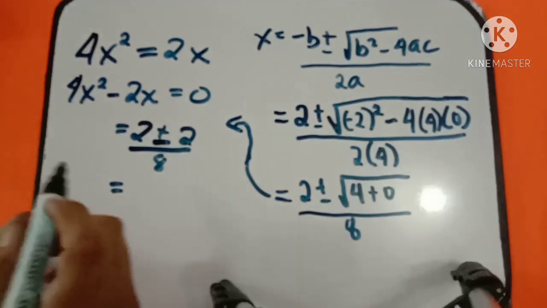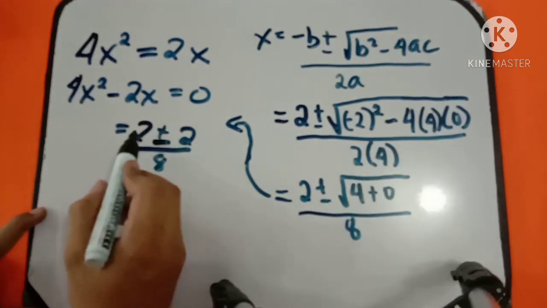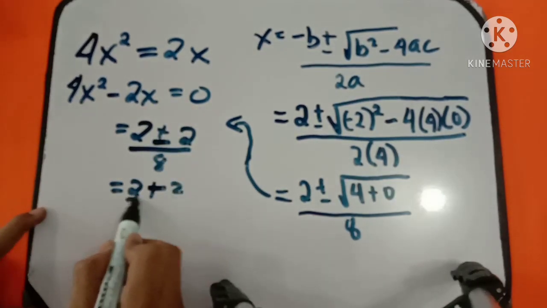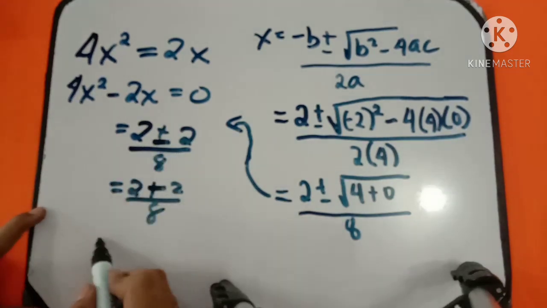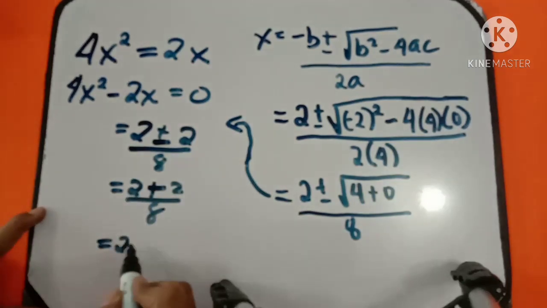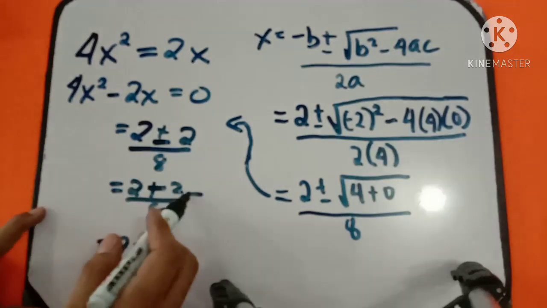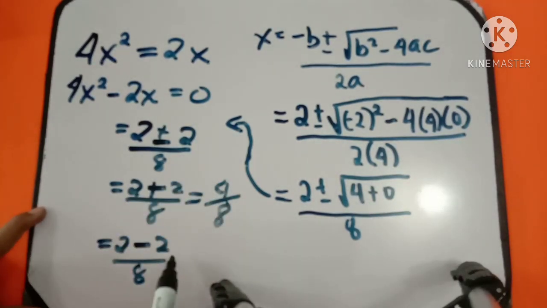Then we simply separate the positive from the negative. We take first the positive, meaning positive 2. So we copy this 2, then we take first the positive 2 over 8. Then next, the negative. So we copy again 2, then negative 2 over 8. So evaluate. 2 plus 2 is 4, then copy the denominator 8. Then also this one, 2 minus 2 is 0 over 8.